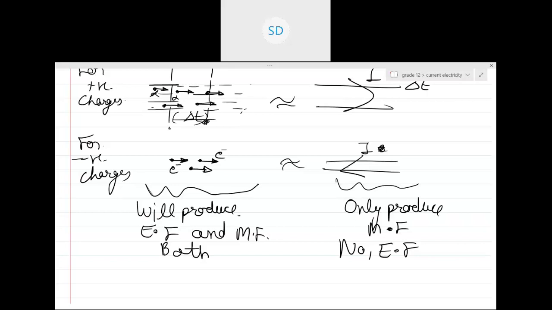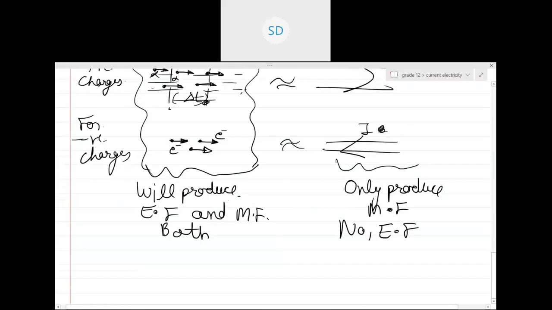So I didn't get the second part. You didn't get which part? This part. For negative charges, electrons are moving towards right and the current is moving towards left, but why did you write magnetic field and no electric? Bhai, these are cases where it's a beam of charges, okay? So the beam of charges will produce an electric field.